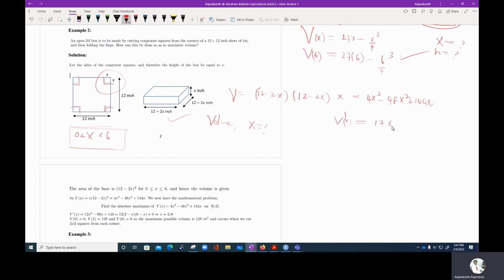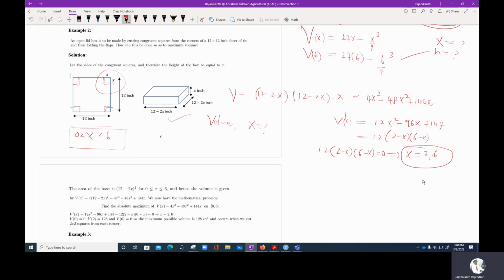That will be 12x squared minus 96x plus 144. So you could factor this. This is 12 times (2 minus x) times (6 minus x). How do you find the critical values? Set this function to 0 and solve for x. So you will get possible x values 2 and 6, right? So these are the critical values.